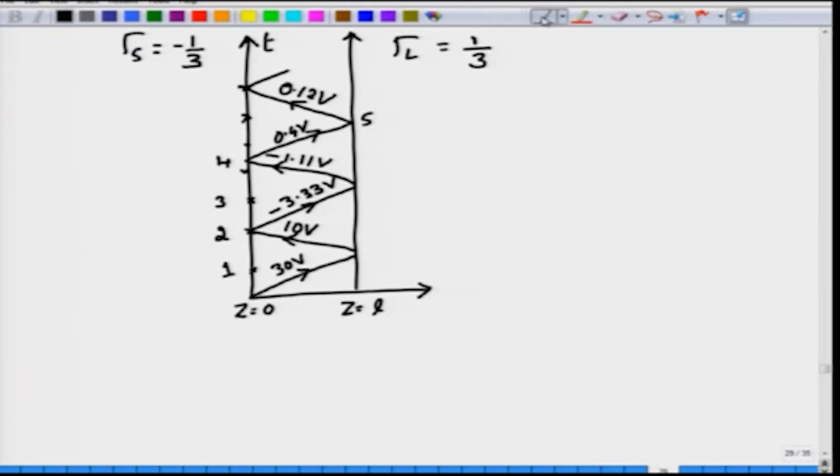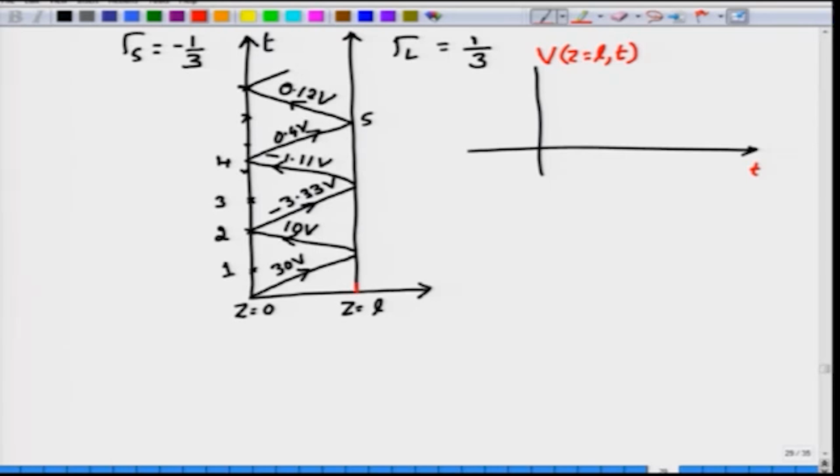The two most important points are of course the load as well as the input terminals of the transmission line. We will look at the load situation first. To look at the load voltage, which will be occurring at Z equal to L as a function of time, let us actually look at this line. Okay. What we are going to do is, I know Z equal to L corresponds to the load plane.